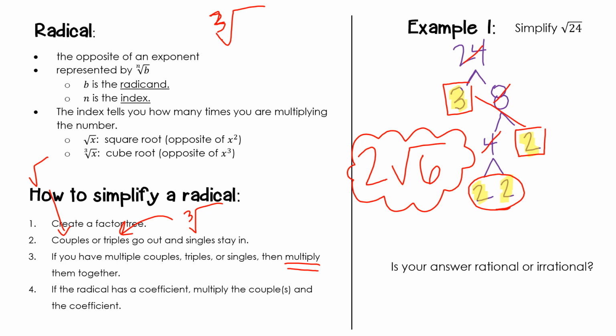If the radical has a coefficient for step 4, we'll look at that example in a minute. If it has a number that is outside of the radical already, you will multiply it by whatever couples or triples you put in front. Okay, and then is this answer rational or irrational? Because this is not a perfect square, the answer would be irrational.